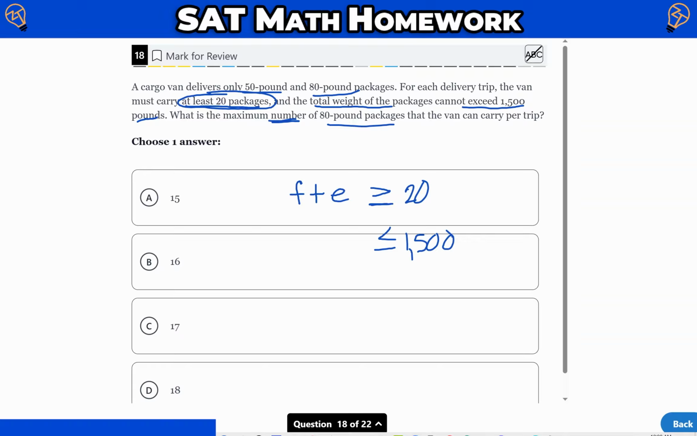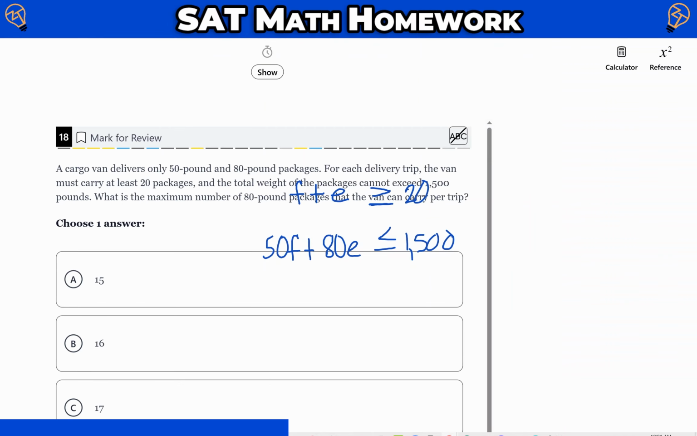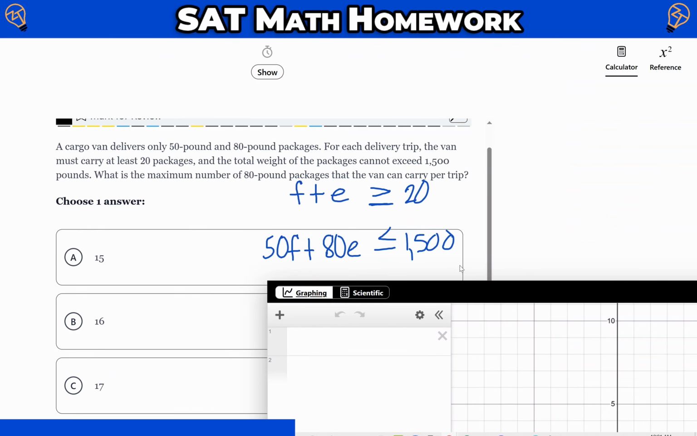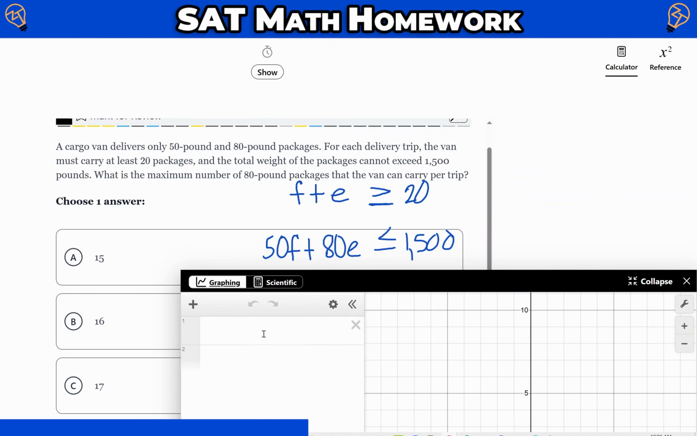And that weight occurs when you have a certain number of 50-pound packages, each of which weighs 50 pounds, and then a certain number of 80-pound packages, each of which weighs 80 pounds. So even though this is a system of inequalities, we can actually put this into Desmos, since it's essentially the same idea. And let's use those inequality symbols as well. So we'll go to Desmos, and obviously you'd have this on your scrap piece of paper instead of in the middle of the screen like I have it. But let's type this in.